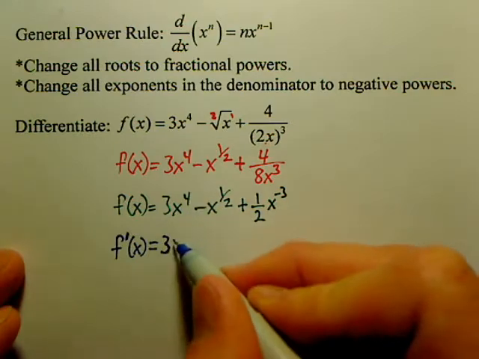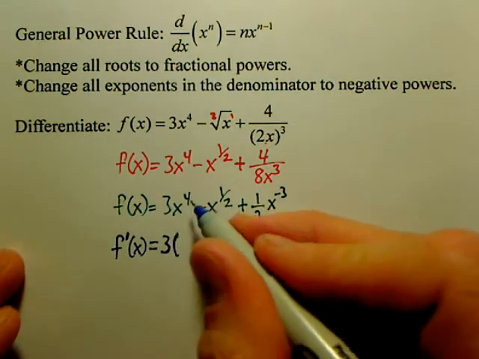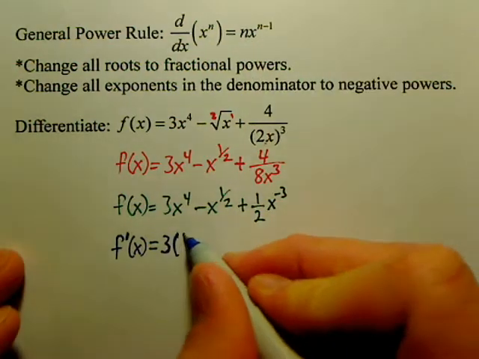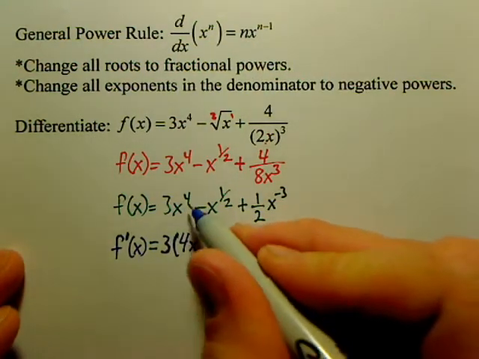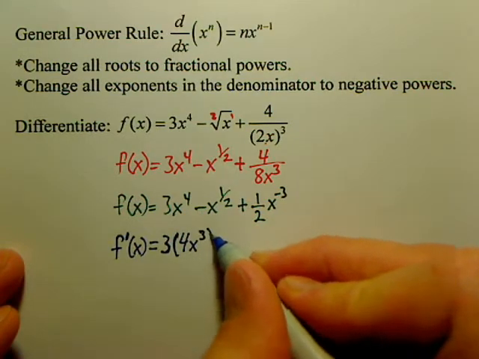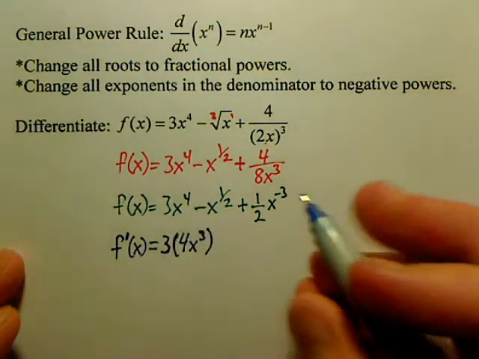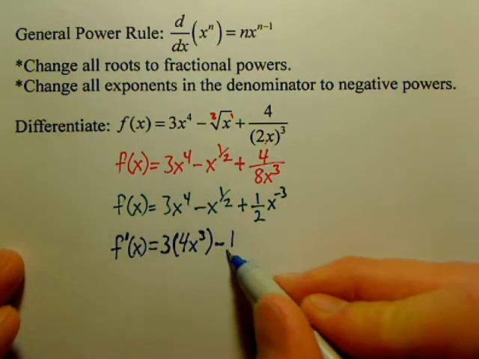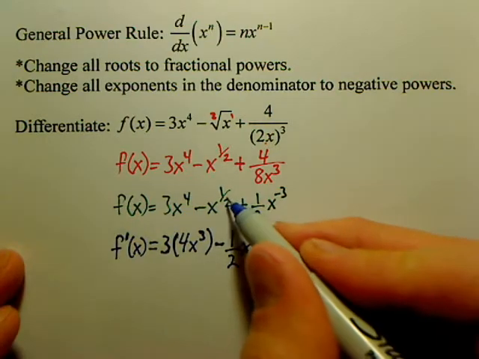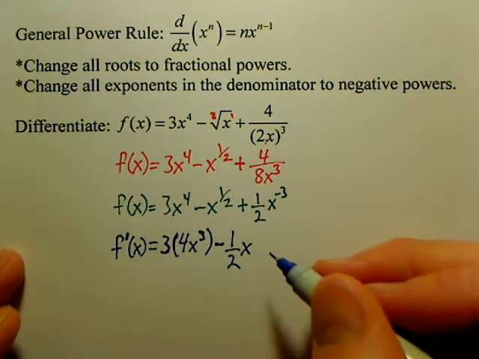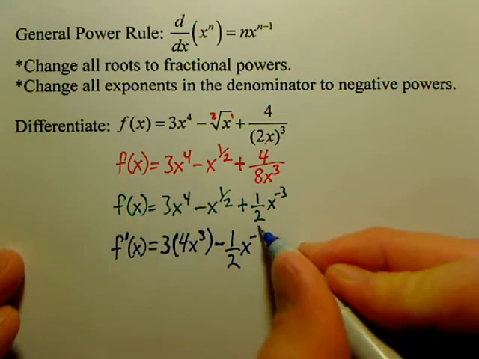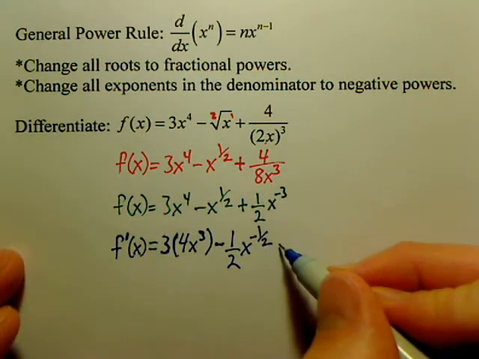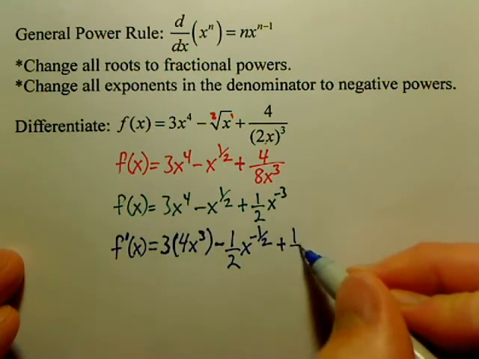So when I derive this, the 4 goes out front, remember? The n goes out front, and you drop the power by 1. So the 4 goes out front, x, and I drop the power by 1. So that'd be x to the 3rd. Okay, I derive that piece. Next, I have the minus. Take the 1/2, bring it out front, x, and I drop this by 1. So what's 1/2 minus 1? Yes, negative 1/2. Okay, next, leave the 1/2 out front, the positive 1/2 out front.